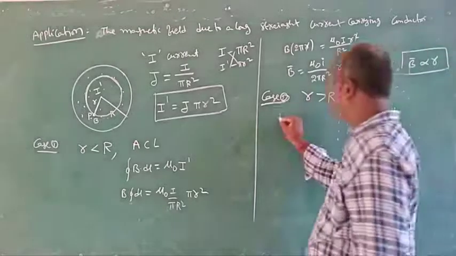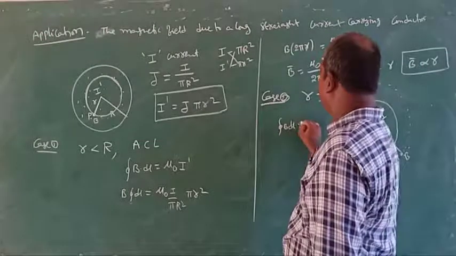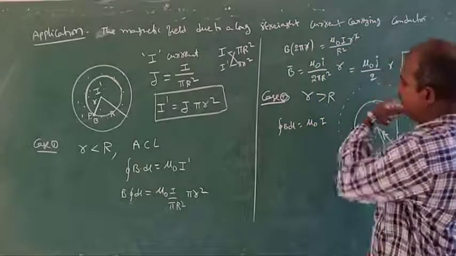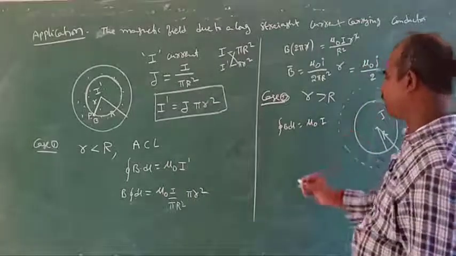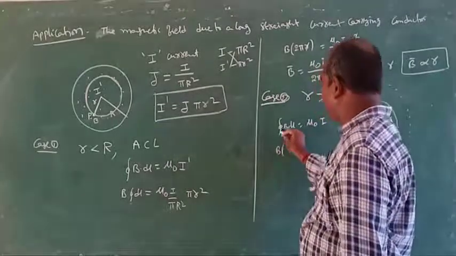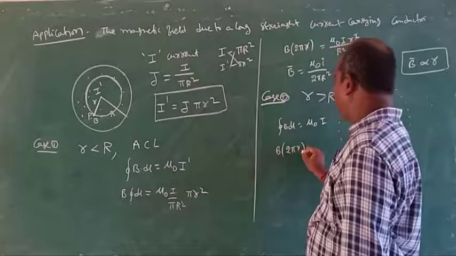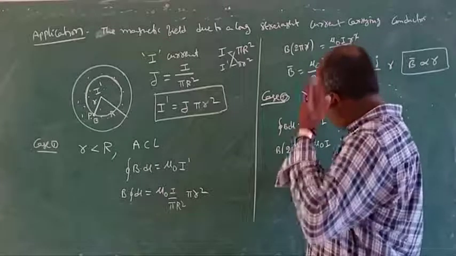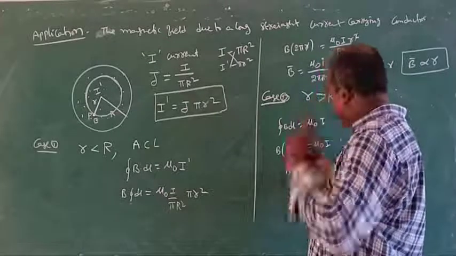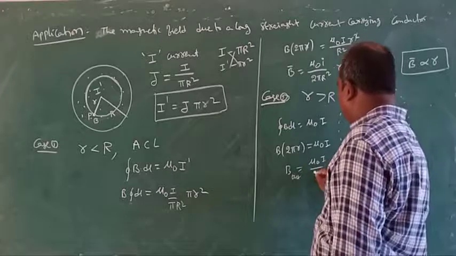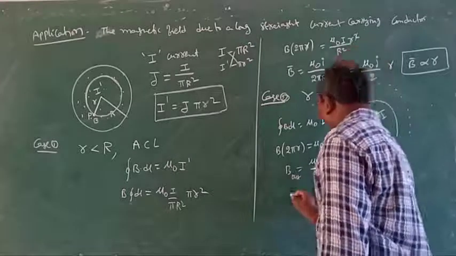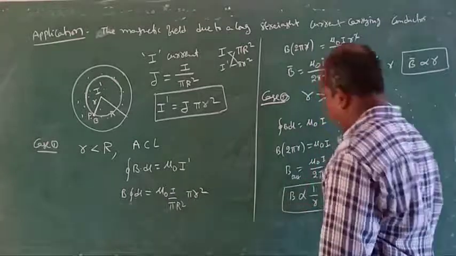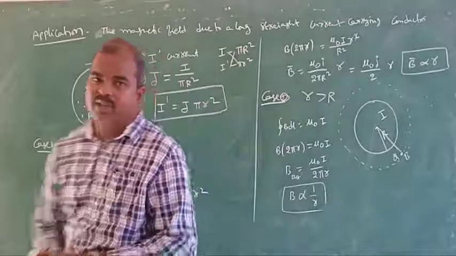For this, integral B dl is equals to mu naught I, meaning the total current is enclosed here. B integral dl, where integral dl means 2 pi r, is equals to mu naught I. Therefore the magnetic field outside is equals to mu naught I by 2 pi r. Here the magnetic field is inversely proportional to r.